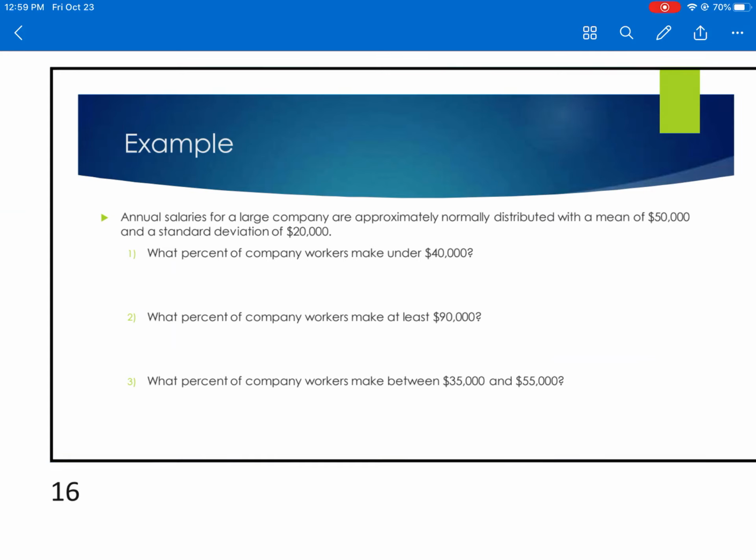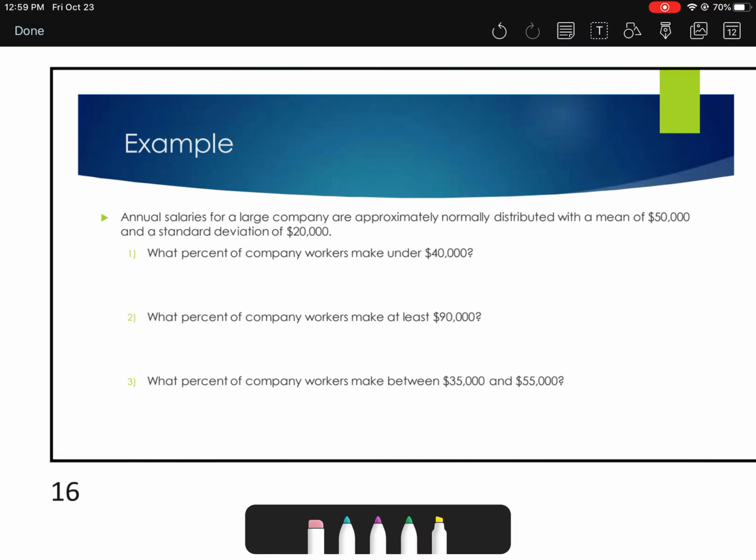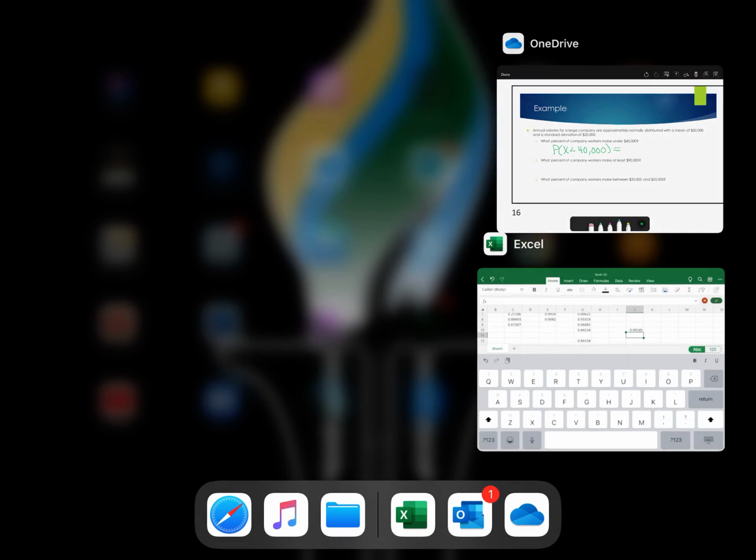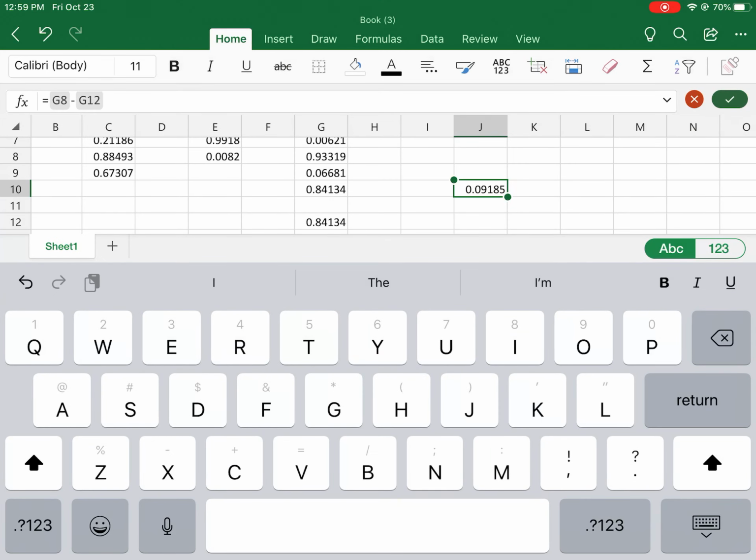Okay, let's look at this one here. So annual salaries for a large company are approximately normally distributed with a mean of 50,000 and a standard deviation of 20,000. What percent of company workers make under 40,000? Okay, so I want to know what is the percent that they make less than 40,000. Okay, so let's go ahead and go into Excel. Just gonna clear that.